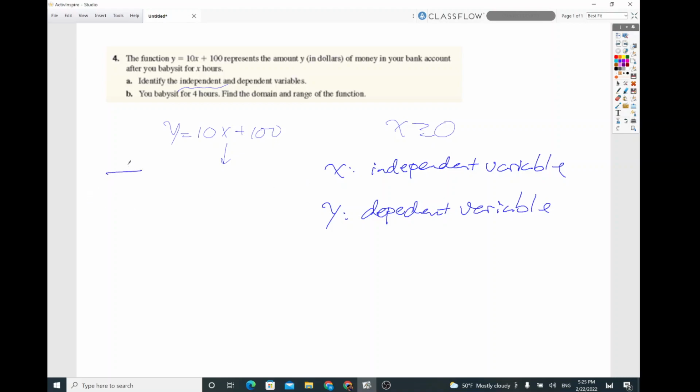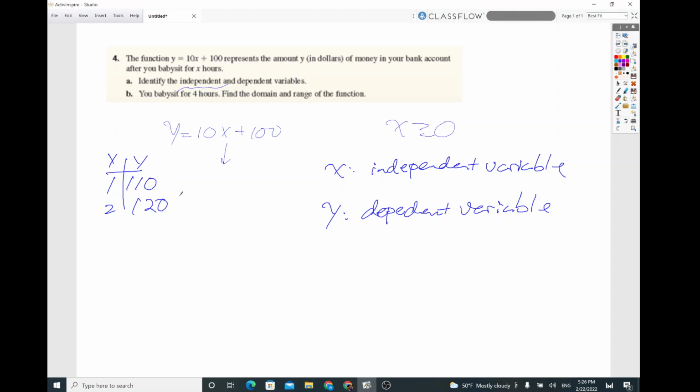If you set up the xy table and plug in a number, let's say you babysit for just 1 hour: 1 times 10 is 10, plus 100, so it's 110. For 2 hours, 2 times 10 is 20, 20 plus 100, so 120.